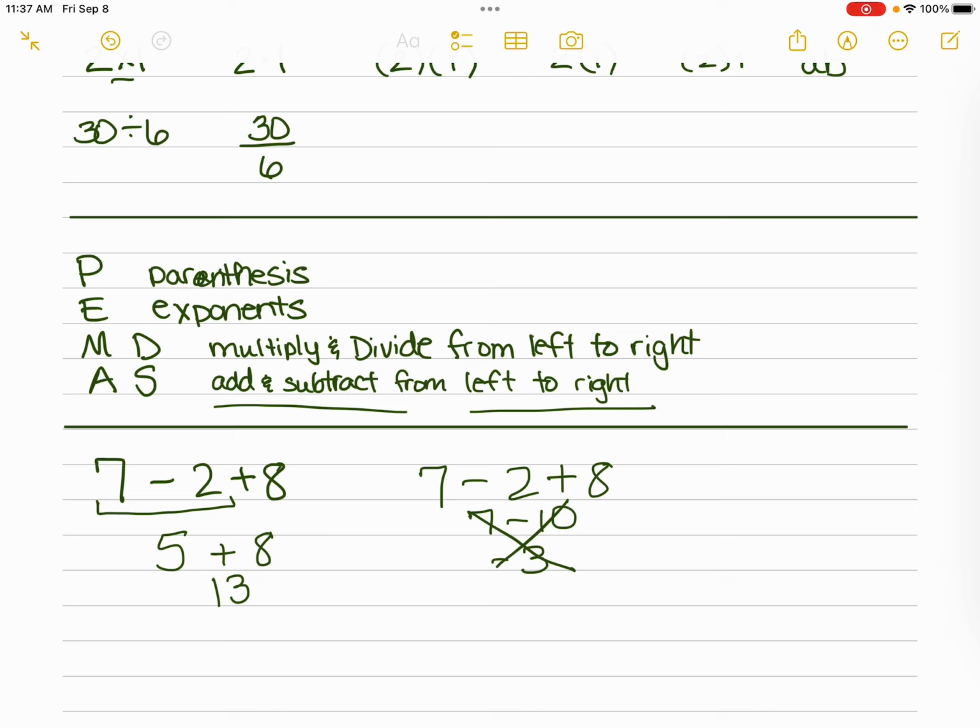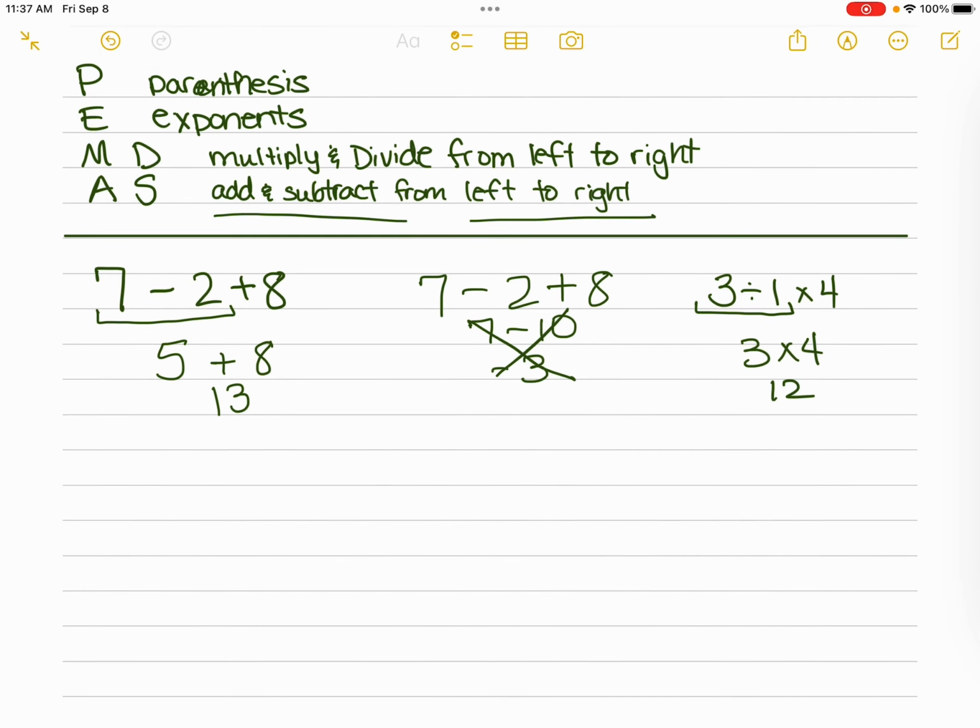So I want to make sure that when I have only addition and subtraction left, then I do left to right. And the same with multiply and divide. If I have multiplication and division, whatever comes first is the part I do. So I'm going to do 3 divided by 1 before I do the times 4. So this is 3 times 4, which is 12. Now, if I have all of this put together, so if I have 5 minus 6 times 2 plus 3, I don't know, I'm just making something up, I don't go left to right. That's not how I do this one.